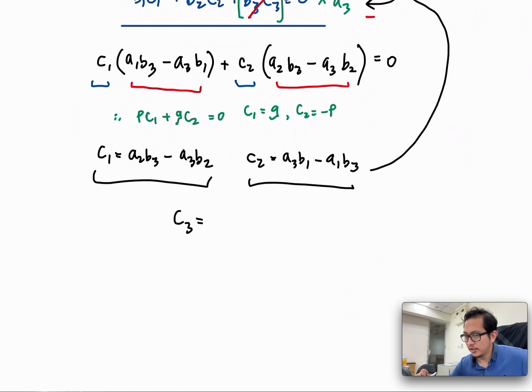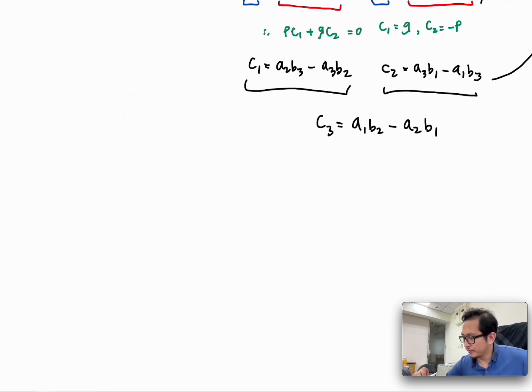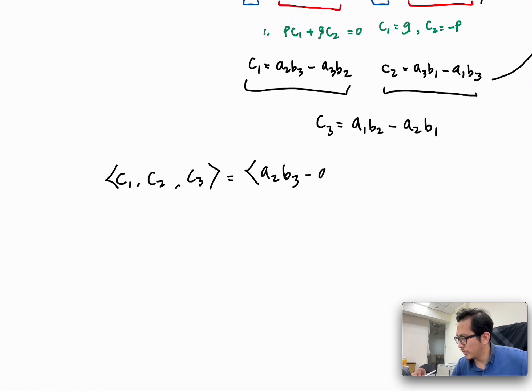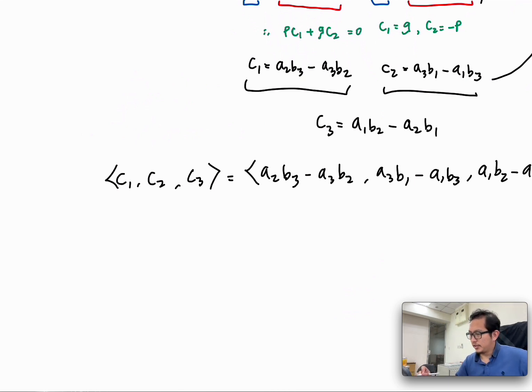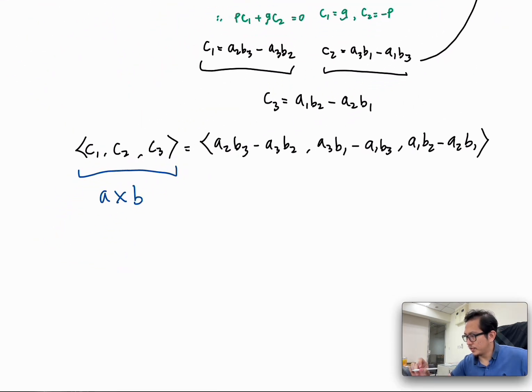I will just write directly, you can check with B1: A1 B2 minus A2 B1. Now we have all the C, so C1, C2, C3, written as A2 B3 minus A3 B2, A3 B1 minus A1 B3. And lastly, A1 B2 minus A2 B1. So nicely done, and this is what we call A cross B. Okay. So by definition, we start off by definitions.